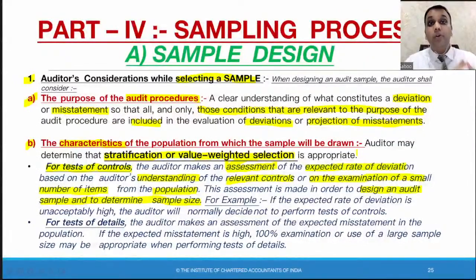In the same way, there could be other flaws, other problems, deficiencies in internal control. So accordingly, I'll design my sample to include those deficiencies. I might not have checked them, but I've got an understanding that such kinds of deficiencies would be there in other areas as well. So I'll frame my sample size and design it accordingly.